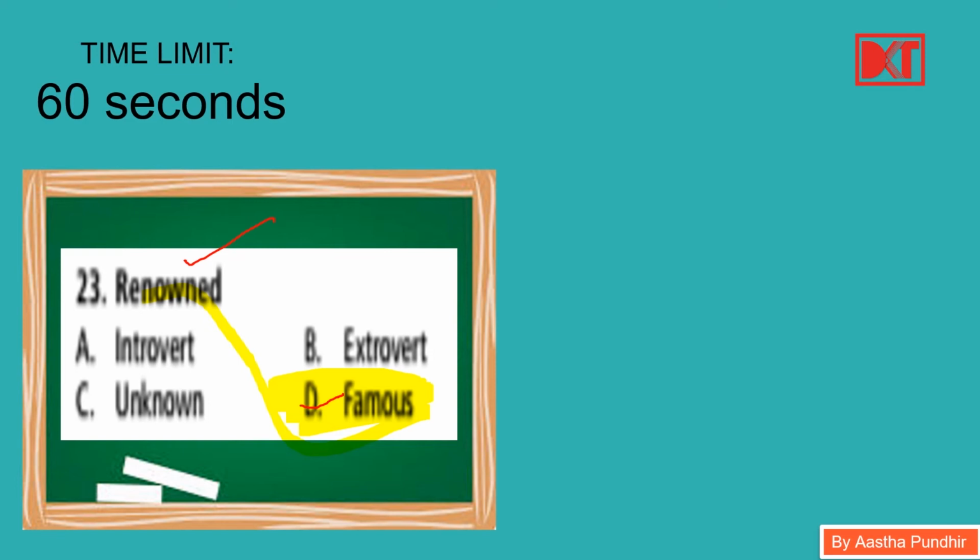So, other options, let's see, introvert. Introvert usually refers to someone who is shy and doesn't like social gatherings, right? That is an introvert. Extrovert, a social person, like a social butterfly, a person who likes to go out and meet new people, that's an extrovert. Unknown, who is not known by anyone. So renowned and famous could be the antonyms of unknown. All right.